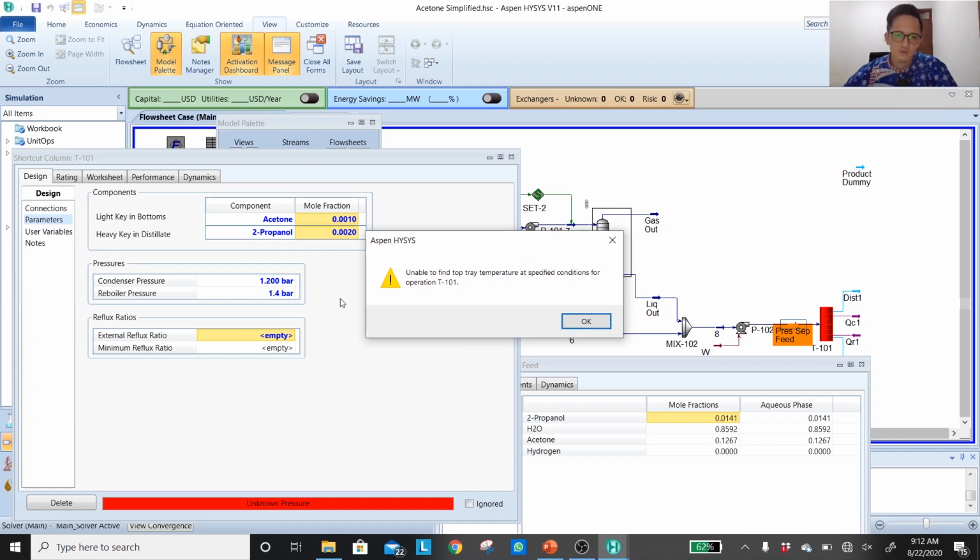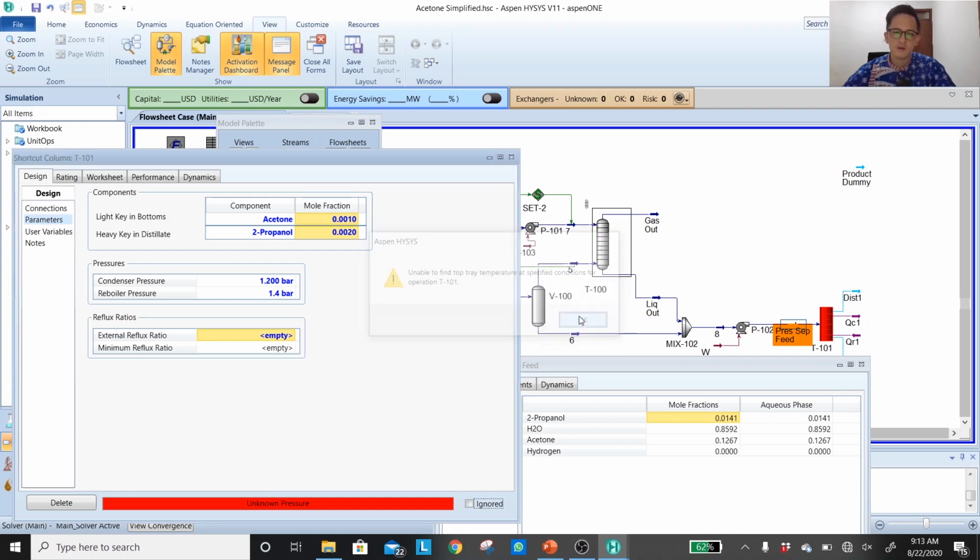Okay, now HYSYS gives us a warning that they can't find an equilibrium at this setting or condition. Specifically, HYSYS unable to find the top tray temperature at specified conditions. So we have to think about the possible causes. Okay, tray temperature, that tells you that the problem is in the top of the distillation, not at the bottom but at the top. That means the cause probably will come from the light component.